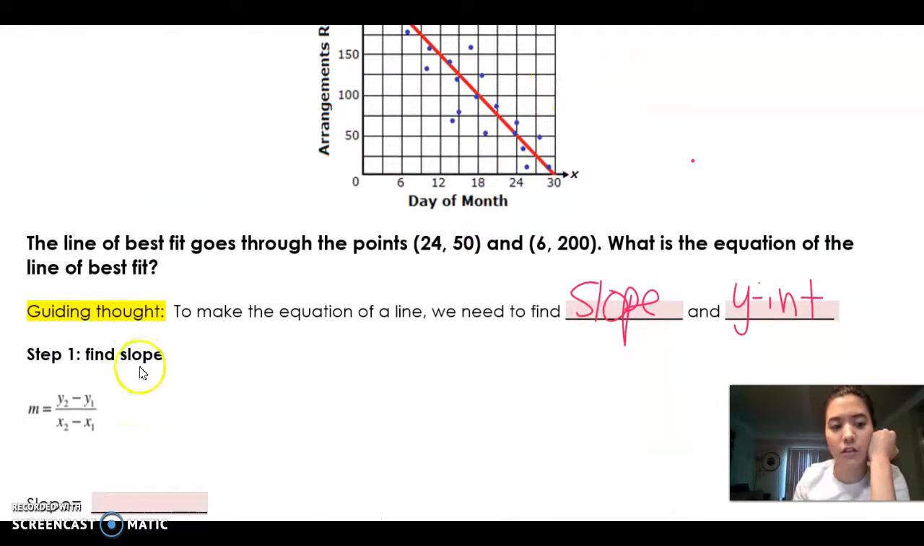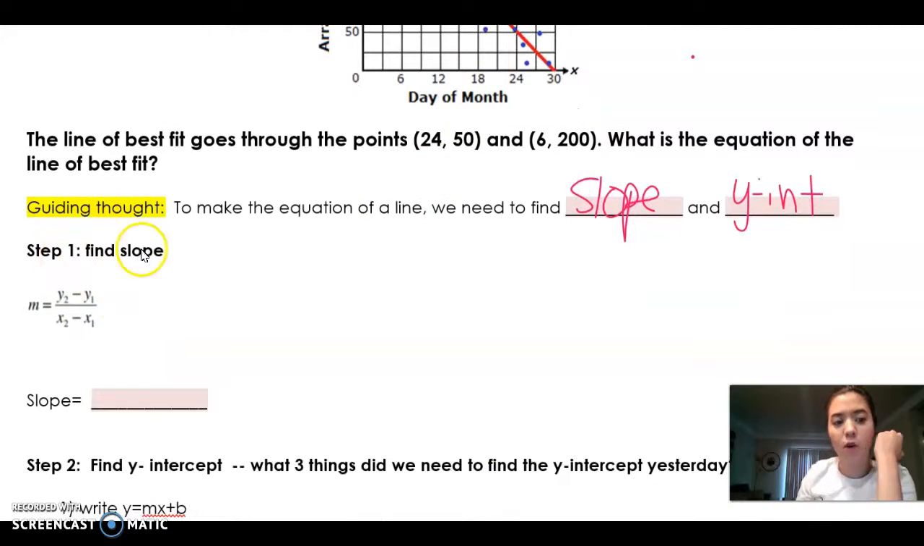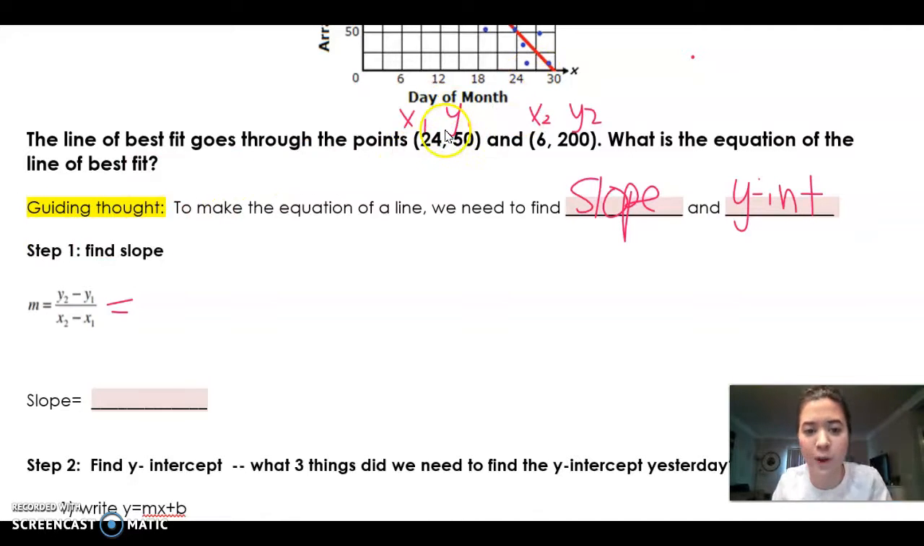First things first, let's go ahead and find the slope. We're using that lovely slope equation where we do y2 minus y1 over x2 minus x1. A couple ways to do this. I love labeling my points. They always go x first, then y. I'll put a 1 next to this one since this was my first point, and a 2 next to this one since it was my second point.